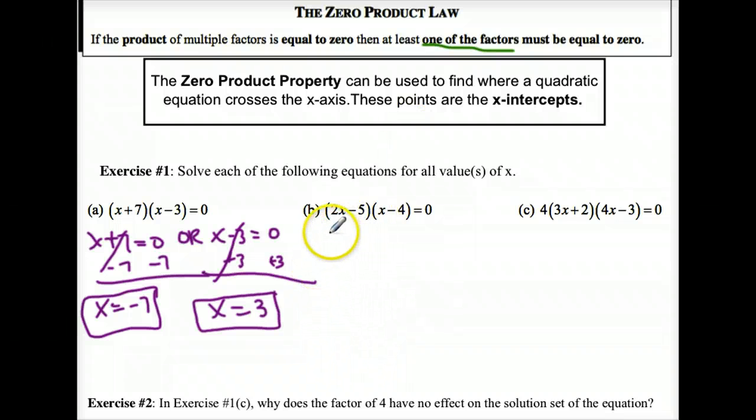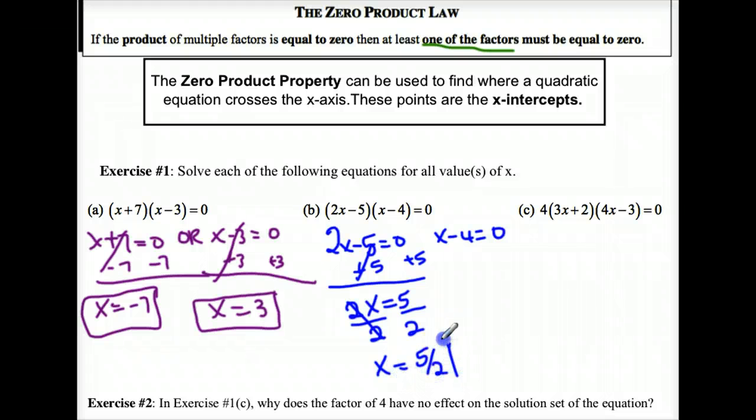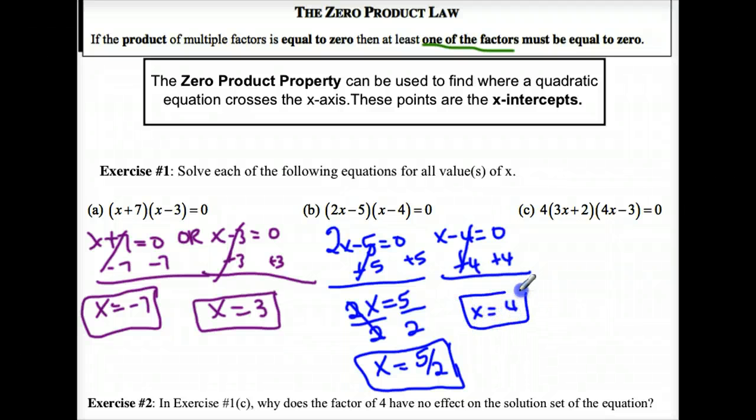Let's look at B. Again, I have 2x minus 5 equals 0, and I have x minus 4 equals 0. Okay? So simple. This is a two-step. Add 5 on both sides, this cancels, 2x is equal to 5. To get x by itself, I do the inverse, which is divide by 2. x is equal to 5 over 2. That's one of my answers. Here is a one-step, add 4 on both sides, x is equal to positive 4.